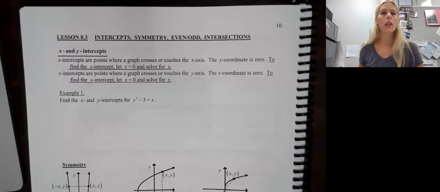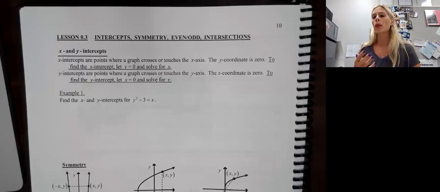So today we're going to do lesson 0.3. We're going to review intercepts, symmetry, even and odd, and intersections. Okay. We want to remember that we're picking up different ways to find these things and what's going to be faster for you. Okay. So we're going to start out with x and y intercepts.